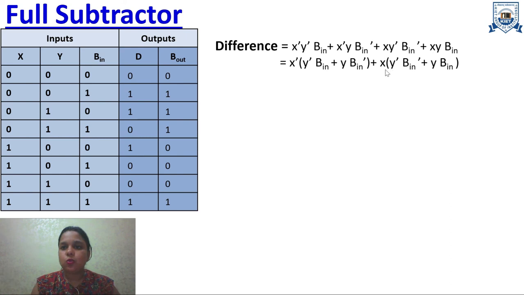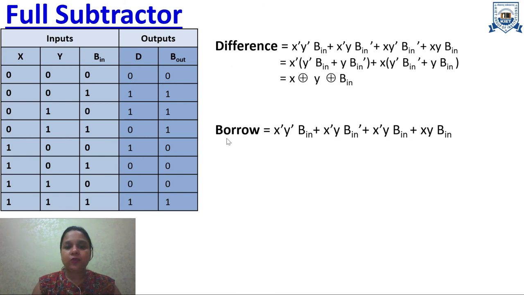From these two, x is taken common, y bar b in bar is left and y b in is left over here. Now if you see this, this is very similar to the full adder expression, or you can say a bar b plus a b bar. If you check, the complement of this is this. So we can write this statement as x XOR y XOR b in.